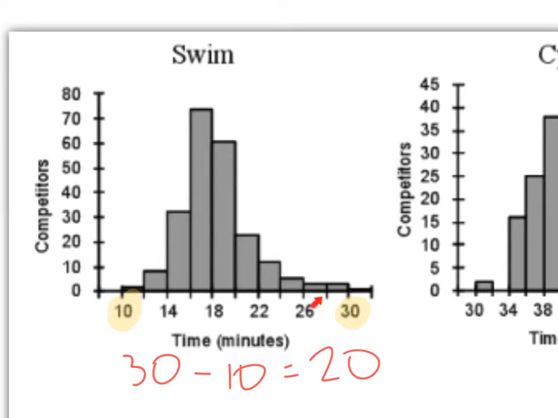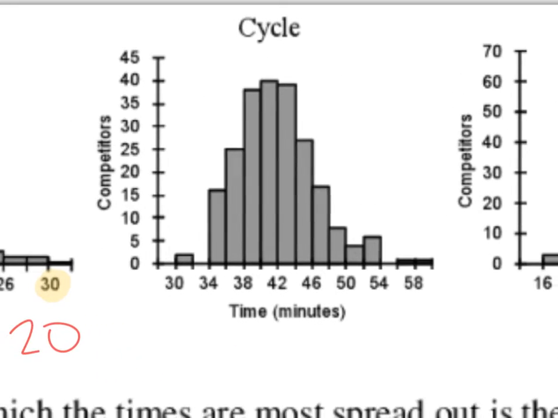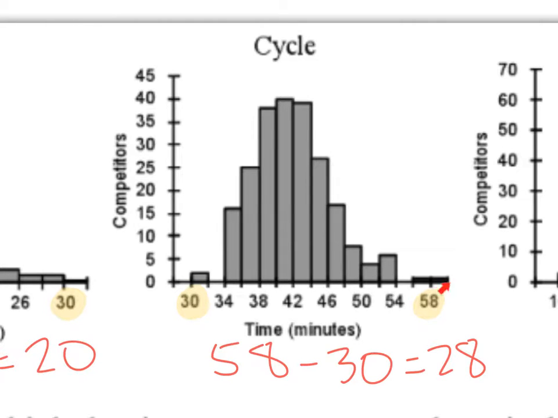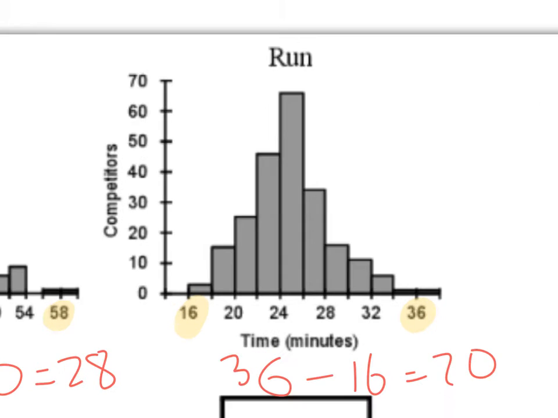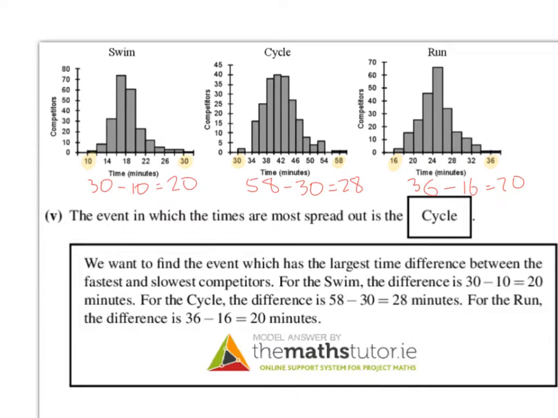So 30 minus 10 is 20, so that's the range for the swim. For the cycle, it's 58, take away 30, which is 28. And for the run, 36, take away 16, which is 20 minutes. So the event in which the times are most spread is the cycle. So 28 minutes is the biggest range. So between 20, 28 and 20, 28 is the biggest range.